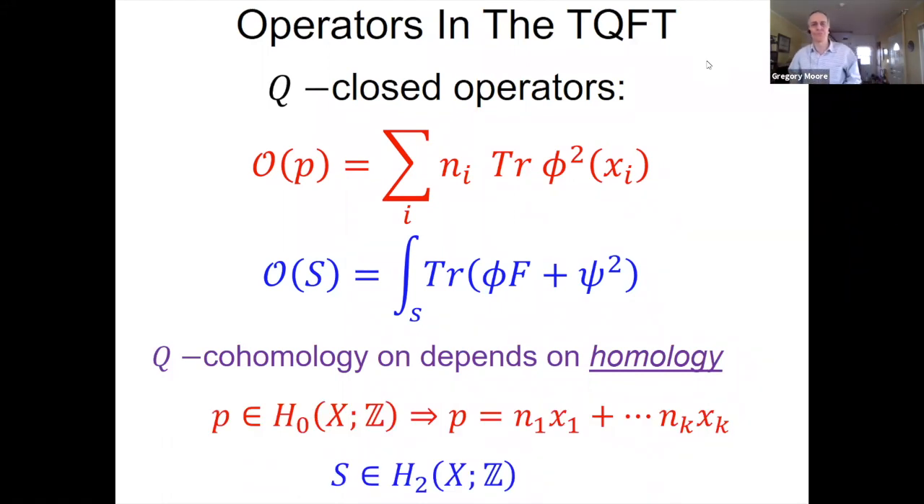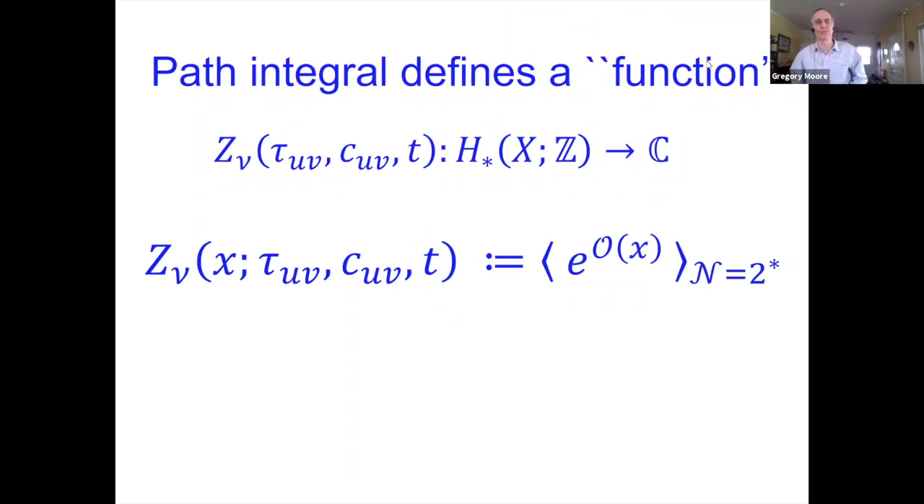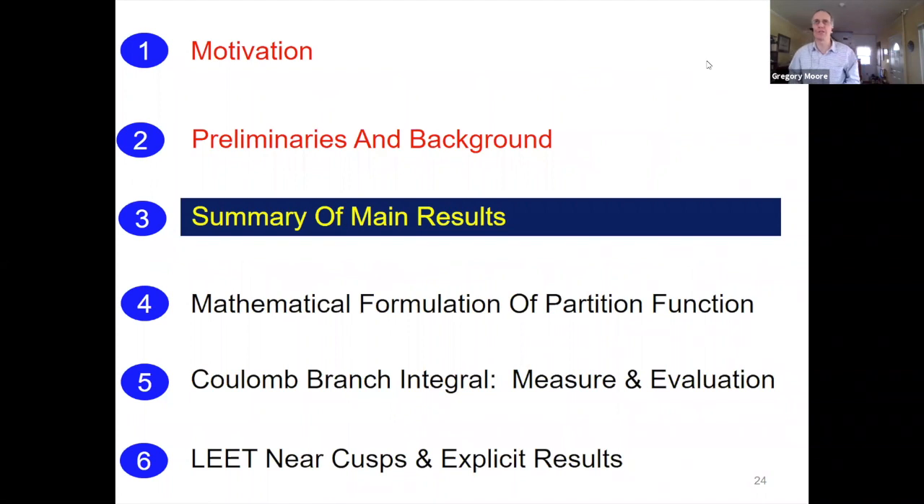So the path integral defines a function that depends on the four parameters, nu, tau UV, c UV, and t, from the homology into the complex numbers, and it's just the correlation function of e to the O of x, where x is the homology class, O of x is the corresponding operator. We look at the generator of its correlators. And so this is the function that Jan and I evaluated very explicitly and used it to check some physical expectations. So now I'm going to go over the main physical expectations and the main lessons that we learned from the explicit results.